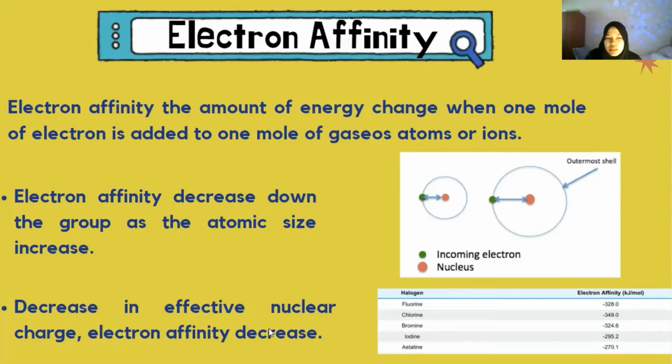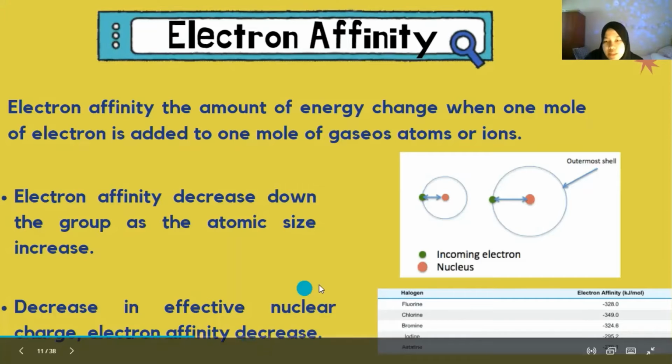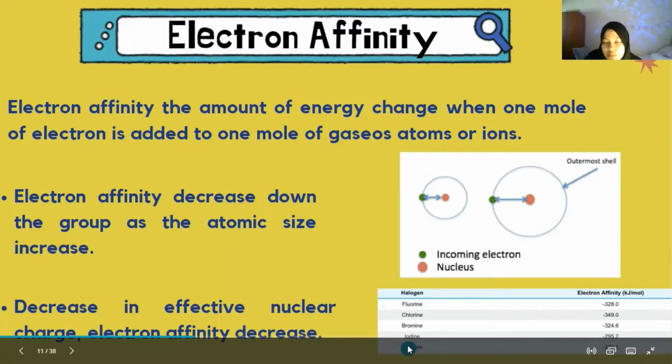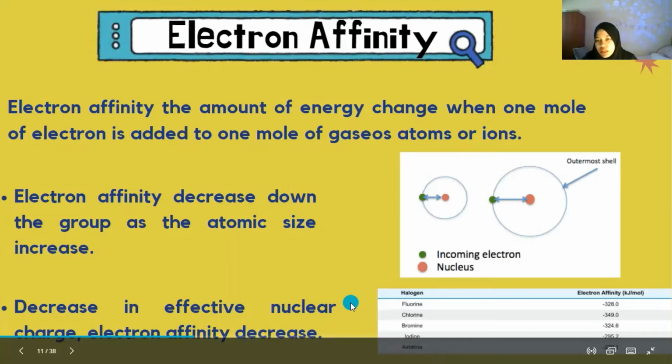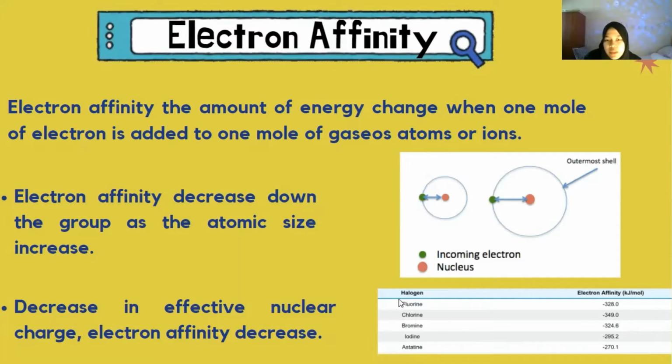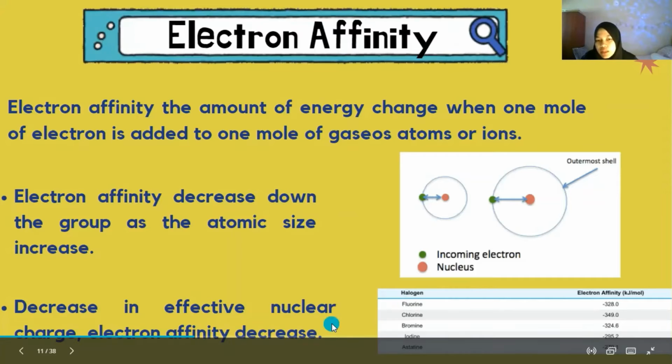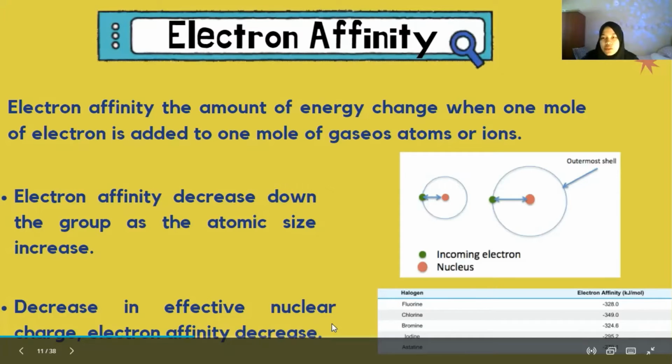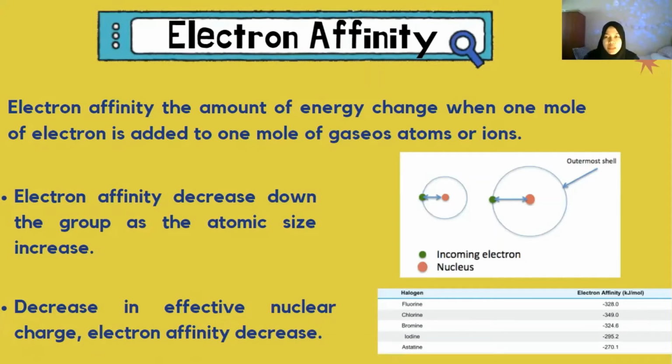But there's a special case, where you can see in this table below, the electron affinity should decrease as you go down the group. But between fluorine and chlorine, chlorine has higher electron affinity compared to fluorine. This is because the size of fluorine is actually much smaller than chlorine.